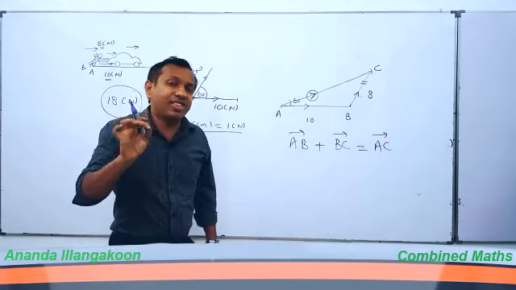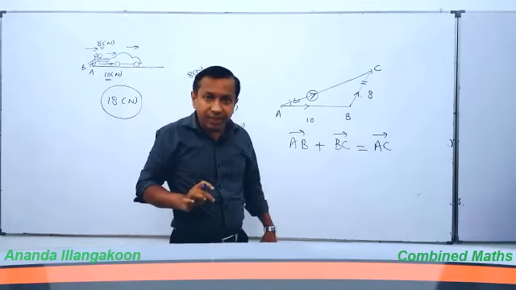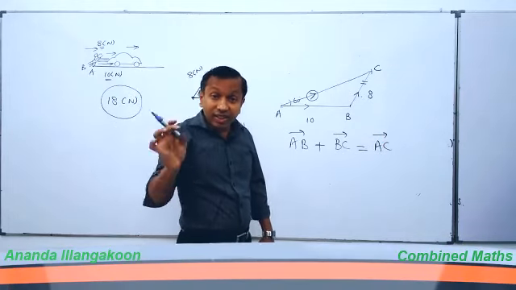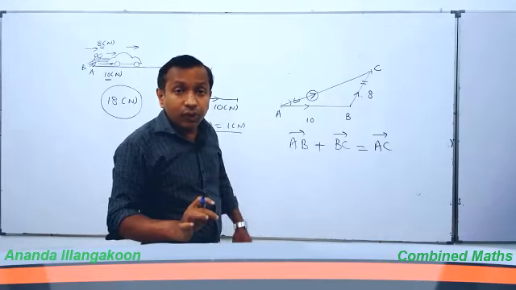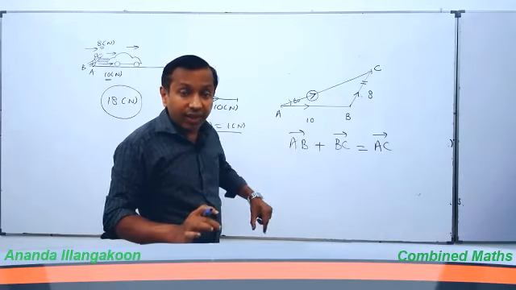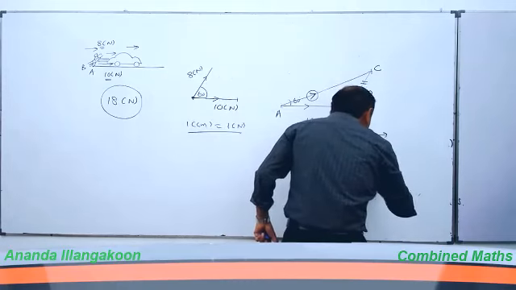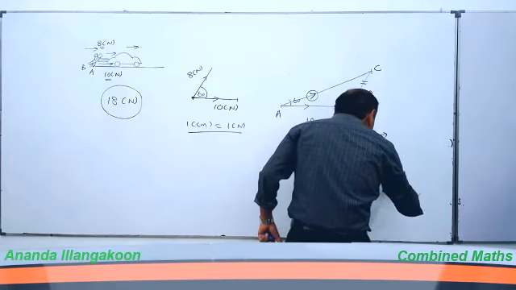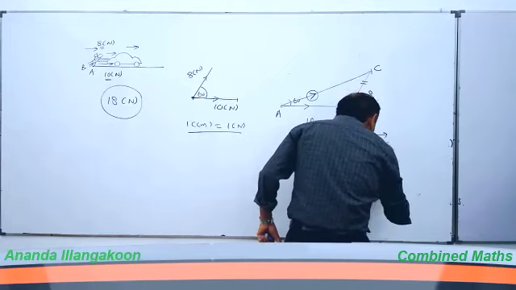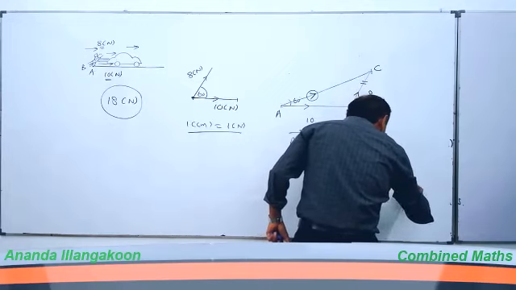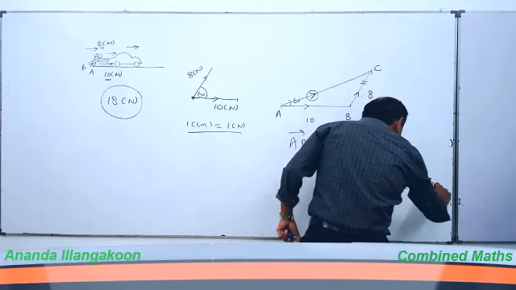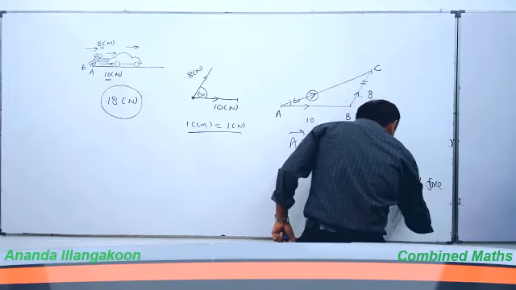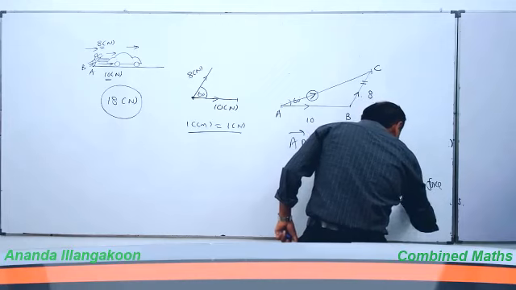But people, earlier we said that AC gives us the resultant force of the two forces 8 and 10. So AC gives the resultant force of the 8 and 10 Newton forces.